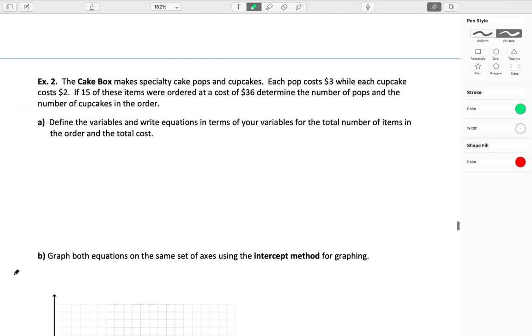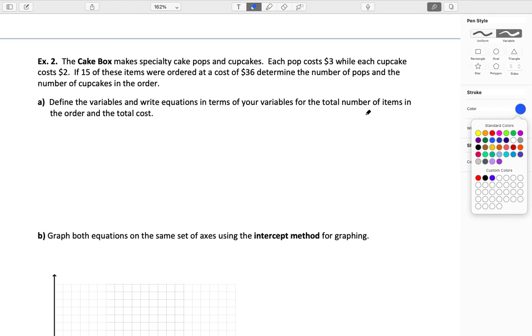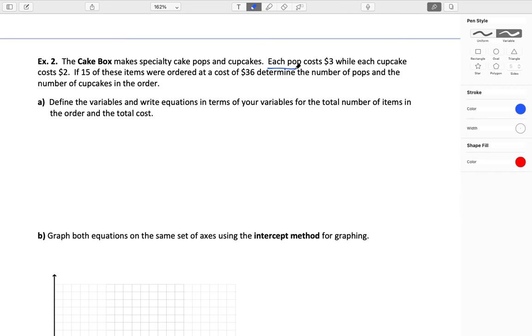Now let's do one more question. Example 2. The cake box makes specialty cake pops and cupcakes. Each pop costs $3, while each cupcake is going to cost $2. If 15 of these items were ordered at a cost of $36, determine the number of pops and the number of cupcakes in the order.